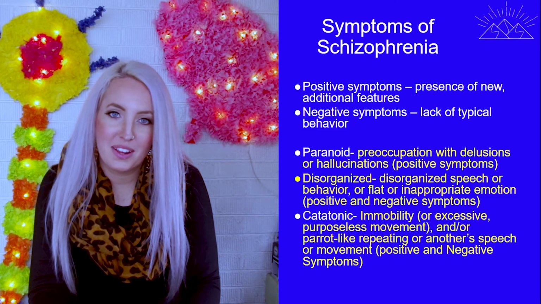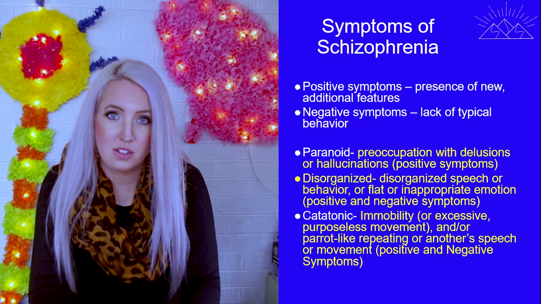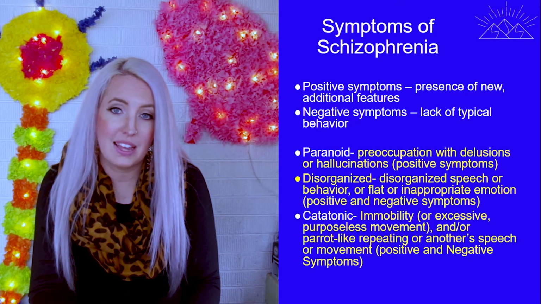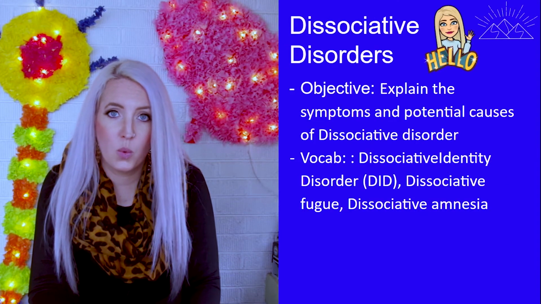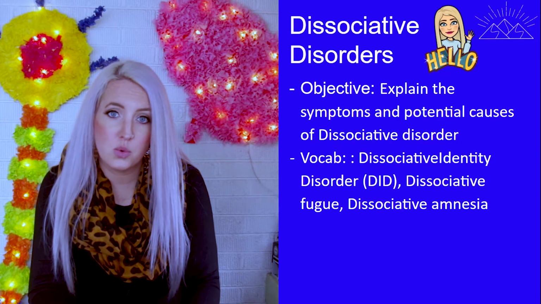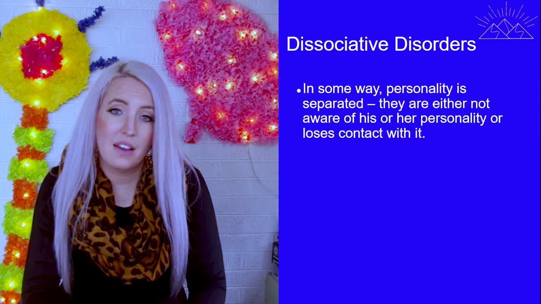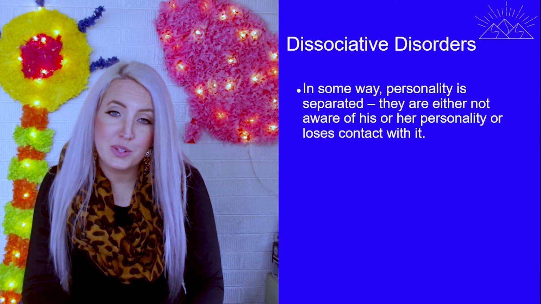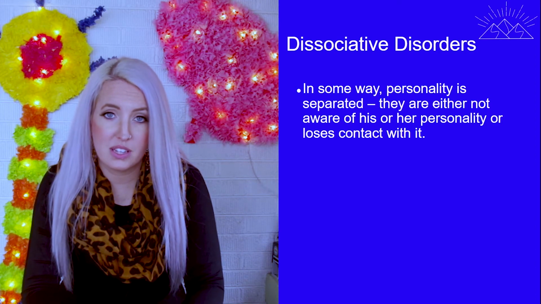Our final category of psychological disorders that we're going to look at are dissociative disorders, specifically dissociative identity disorder. But dissociative disorders are a category of disorders where in some way personality has been separated from the individual. They are either not aware of their personality or they have lost contact with it. So dissociative identity disorder used to be known as multiple personality disorder.